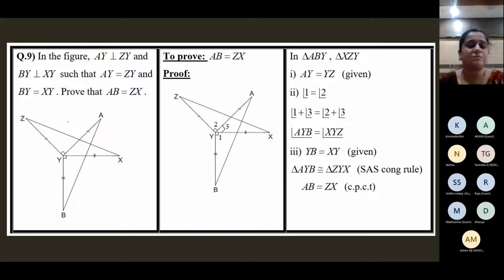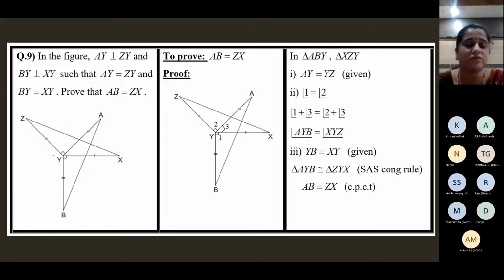And BY is perpendicular to XY. Where is BY? Yeah. BY is perpendicular to XY. Again, these two line segments are perpendicular to each other. You can see the right angle marked here. Prove that, okay, XY such that AY is equal to ZY. These two line segments are equal. It's all marked in the given figure, children.